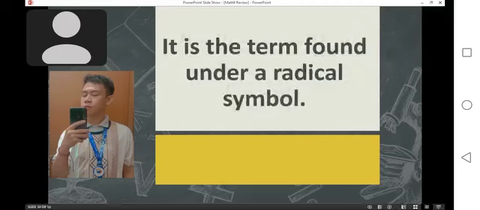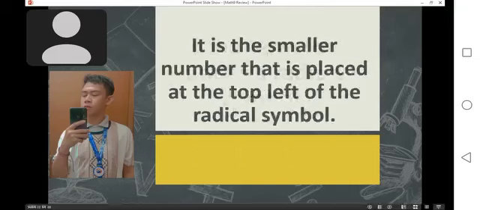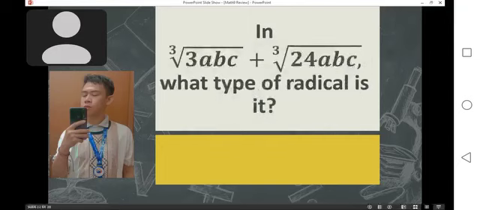Okay, for the vocabulary. It is a term found under a radical symbol. Answer: radicand. Next, it is the smaller number that is placed at the top left of the radical symbol. Answer: index. Next, in cube root of 3ABC plus cube root of 24ABC, what type of radical is it?